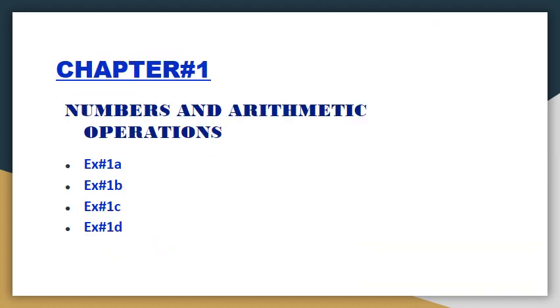Now let's begin with chapter number 1, that is numbers and arithmetic operations. This chapter contains 4 exercises: exercise 1A, 1B, 1C and 1D. In this chapter, you will learn to read and write numbers up to 1 billion and the 4 operations. And we will study how to apply the BODMAS rule.